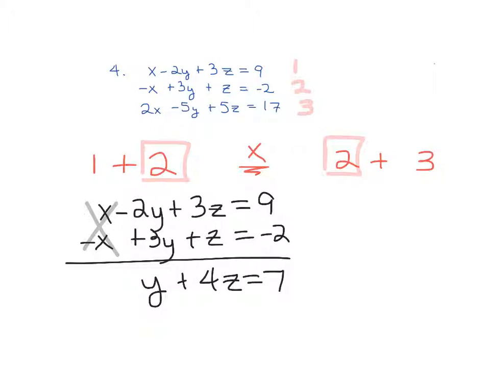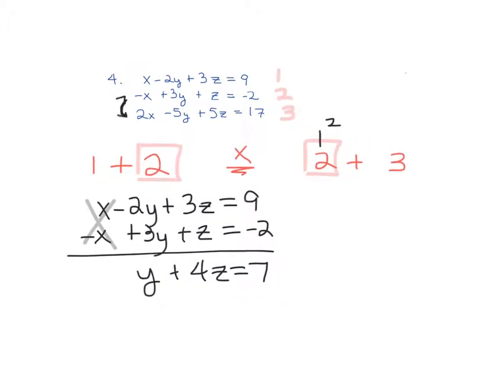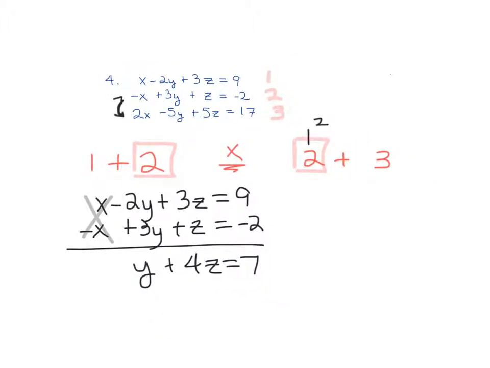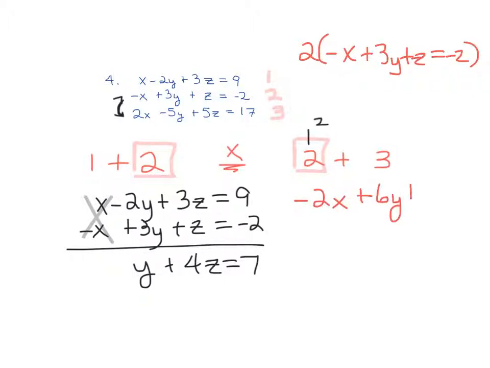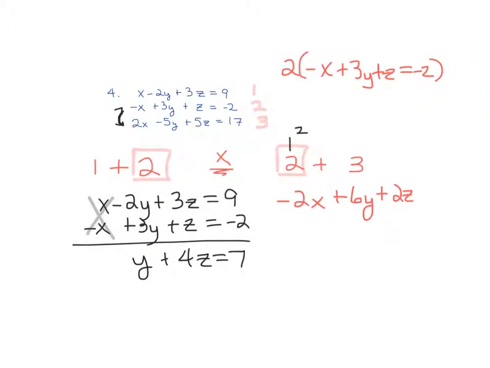Now, when I go to add equations 2 and 3, notice my x's aren't going to cancel. So in order to get them to cancel, I'm going to be multiplying equation 2 by 2. So let me show you that math. I'm going to take equation 2, -x plus 3y plus z equals -2, and times it by 2. So I'm going to distribute and I get -2x plus 6y plus 2z equals -4.